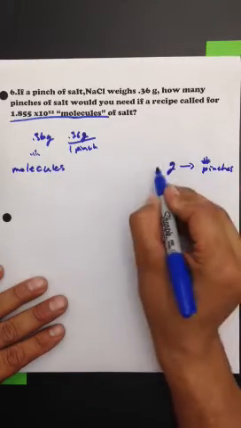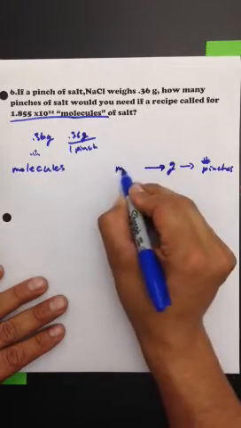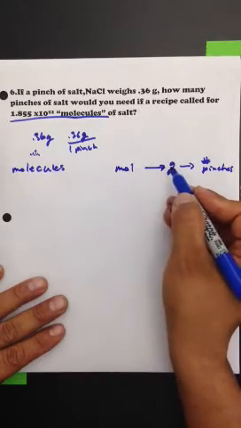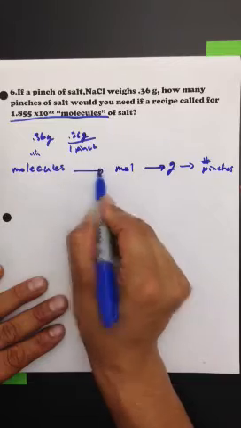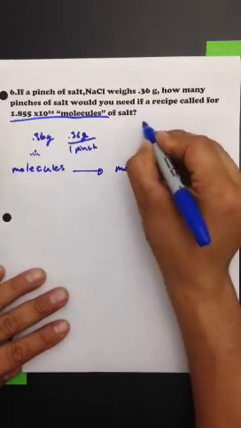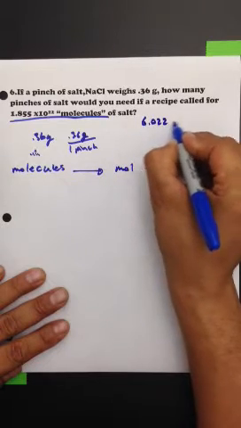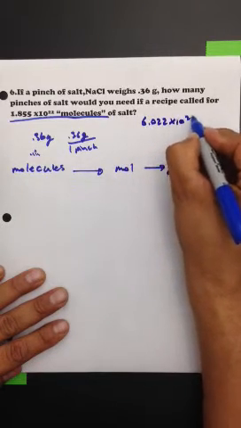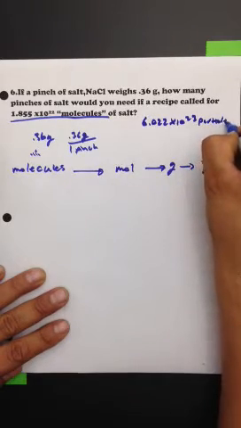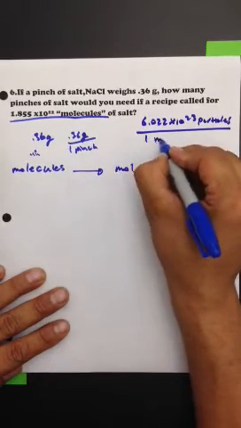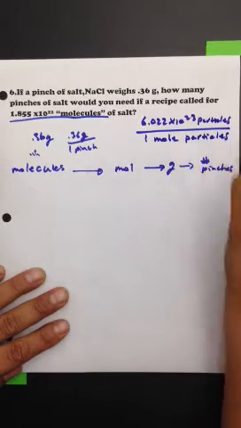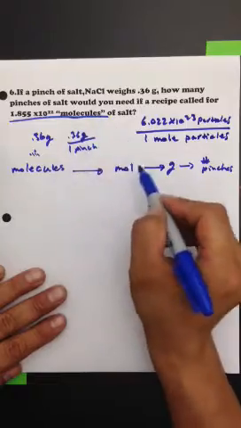Well, if we had moles, couldn't we go from moles to grams? Why, yes, we could. And can't we go from molecules to moles? What's that conversion factor? It was on the board. Remember this? 6.022 times 10 to the 23rd of anything, any particles, is equal to 1 mole of particles. And in this case, the particles can be the molecules of salt.